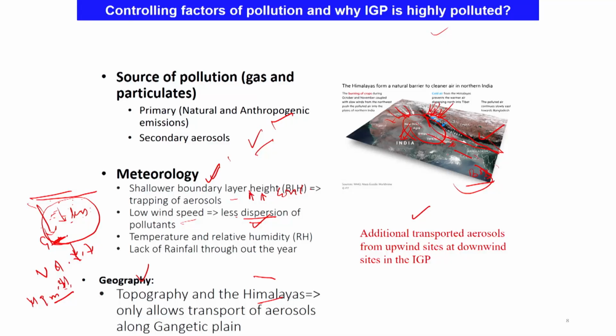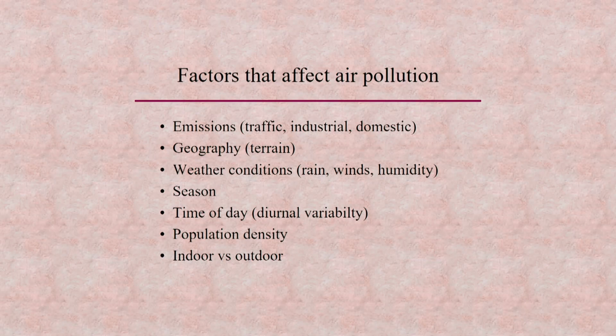So they will not be deposited, so they will remain in the atmosphere for a longer time and they will be transported to other sites. So in the downwind side, they will contribute again. So this is another big problem that we have. So this is the controlling factor that we actually talked about.